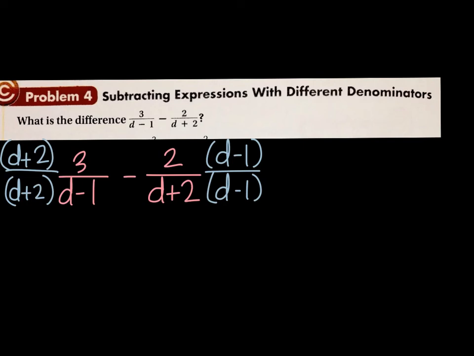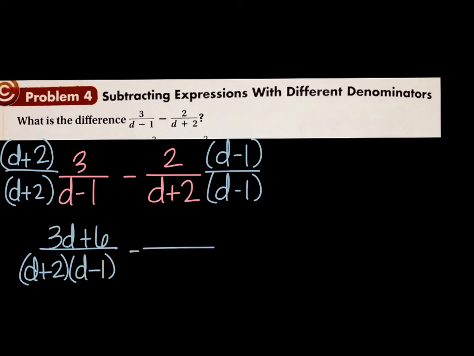So up top on the left we get 3d plus 6. On the bottom, I'm going to leave it as d plus 2 and d minus 1 because it'll be easier to cancel if we do it that way. So at the top on the right, we're going to get 2d minus 2. And then in the bottom still, we're going to get d plus 2 and d minus 1.